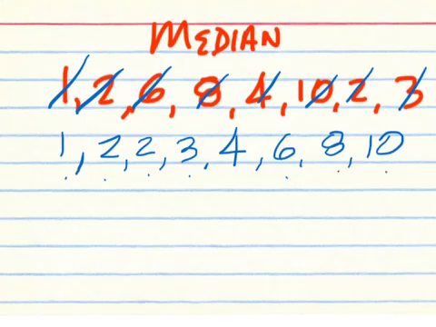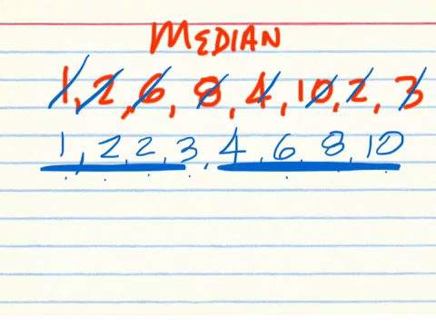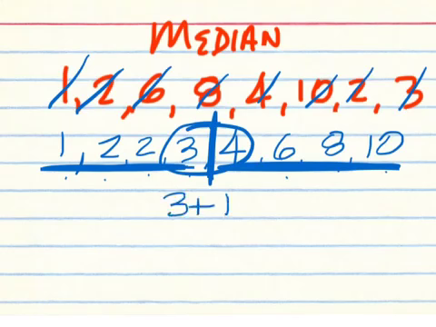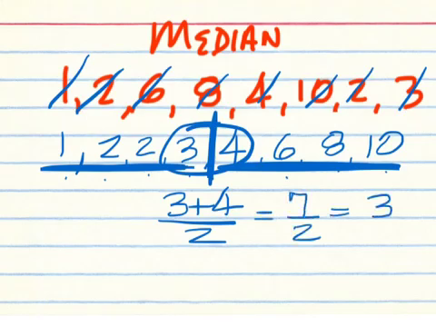If you have an even number of numbers, you still go from the left and the right until you reach the middle. But in this case, we have 4 on the left and 4 on the right. There is no exact middle number. It's going to fall in here. So use the 2 middle numbers, add those together, and divide by 2. 7 divided by 2 is 3.5, which is the median for the list.